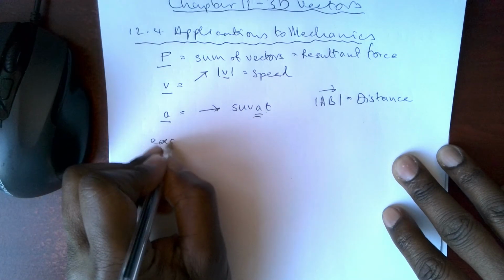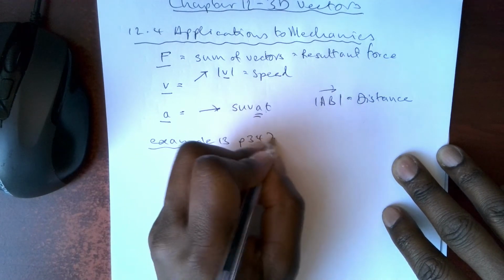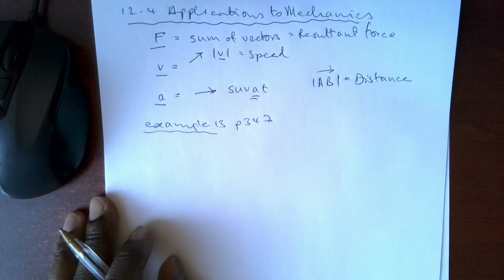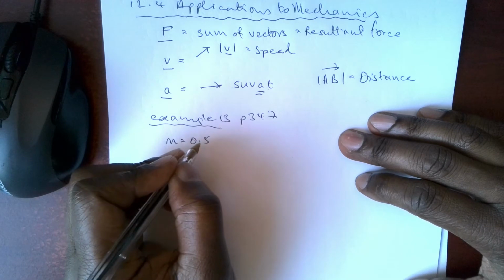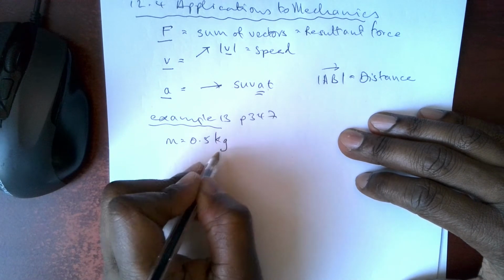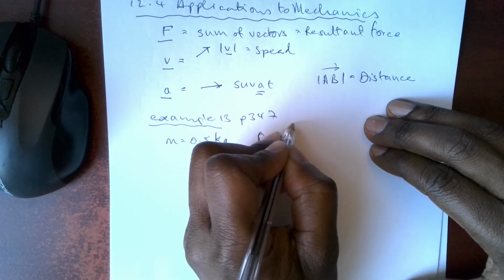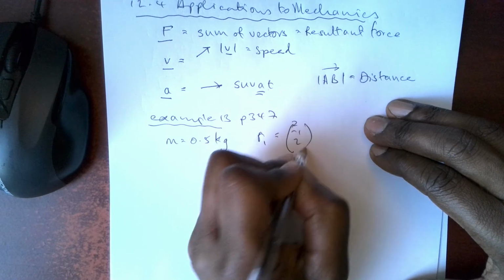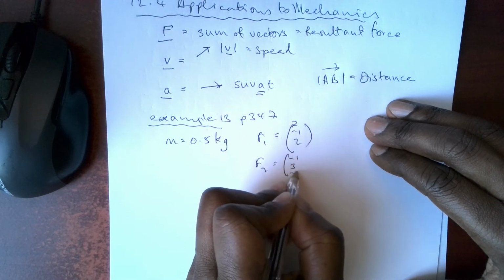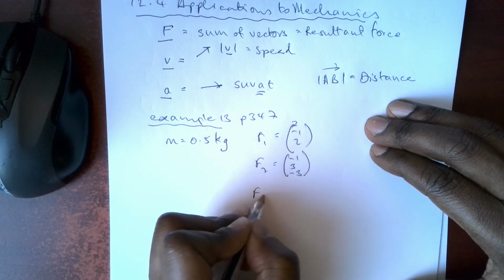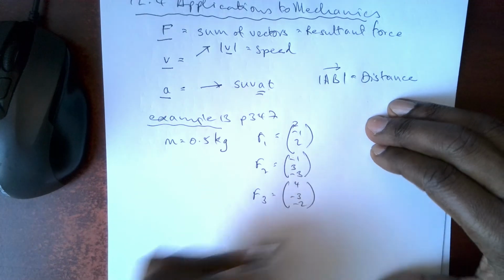So example 13 on page 347. What you've got here, we've got a mass of a particle. That can't be a vector. It's going to be a scalar, 0.5 kg. And we've got these 3 forces, F1, which I'm going to write as a column, just for ease: 2, minus 1, 2. F2 as a column: minus 1, 3, minus 3. And F3: 4, negative 3, negative 2.